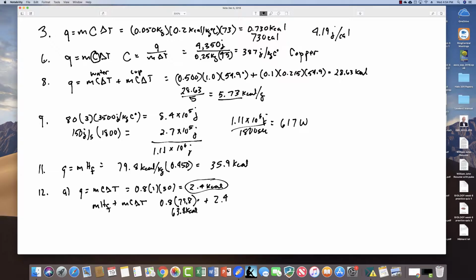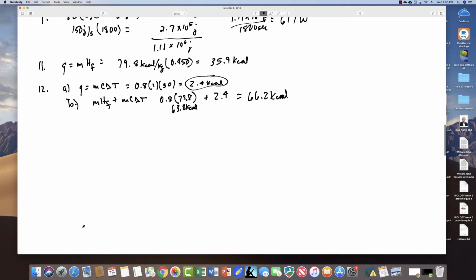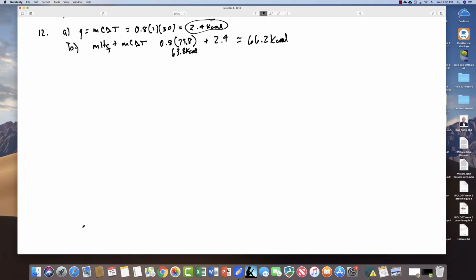So melting this ice gives you exactly 20 times more heat absorbed than just heating the water up. And so if you add those two together, you get 66.2 kilocalories. So by just making it ice instead of water, you go from 2.4 to 66.2, which is a pretty dramatic difference, and I think proves the point they're trying to make in the question.